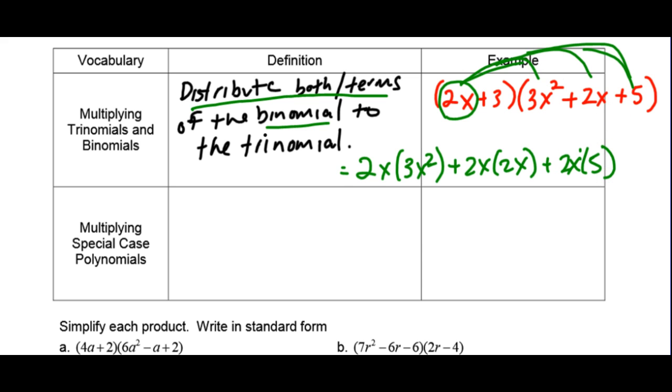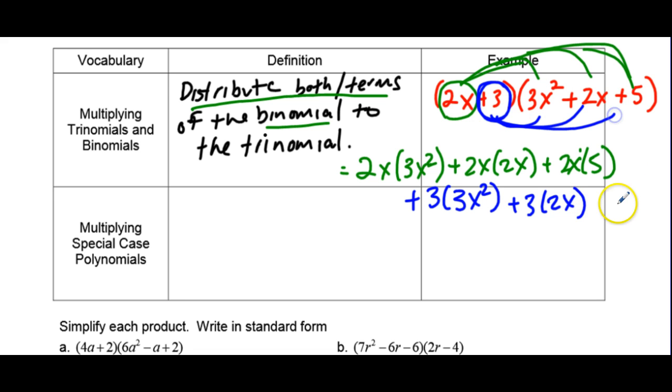Then we're going to take 3, and we'll do this in blue. We're going to take 3 and multiply it to each one. So the first one, 3 times that. So let's do plus 3 times 3x squared, 3 times 2x, and then 3 times 5. And again, I'm writing this out so that you guys can kind of see what's going on, right?